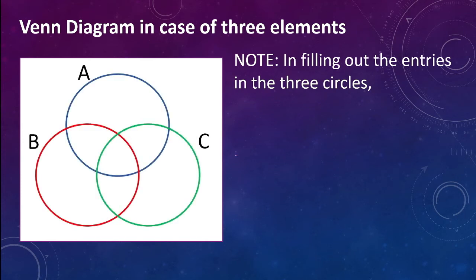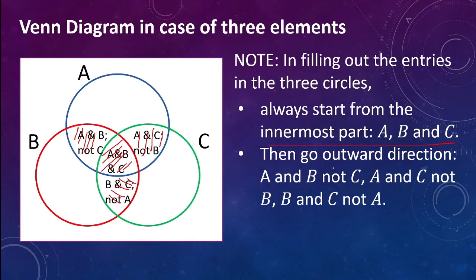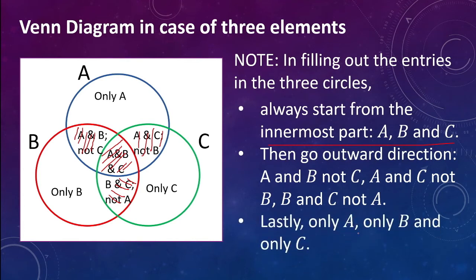Venn diagram in case of 3 elements. So, kanina dalawang set lang. Ngayon, tatlong set. So, in filling out the entries in 3 circles, always start from the innermost part. So, yung pinaka-intersection nilang tatlo, dun ka magsisimula. Then, yung intersection ng dalawa, yung dalawang set. Okay? Then, go outward direction, A and B, not C, A and C, not B, B and C, not A. Then, lastly, only A, only B, and only C.